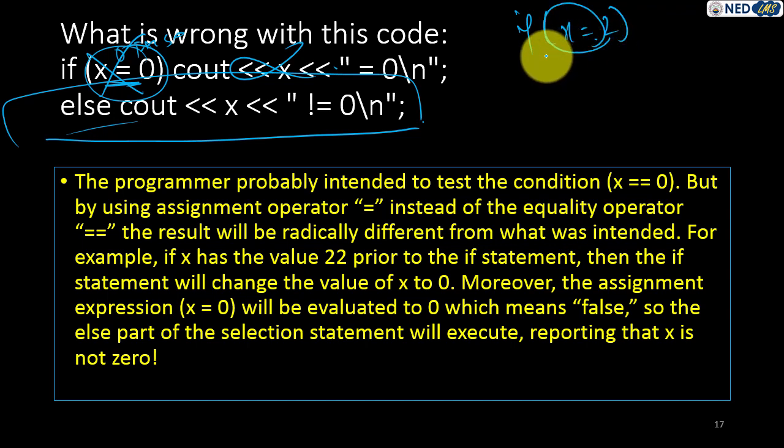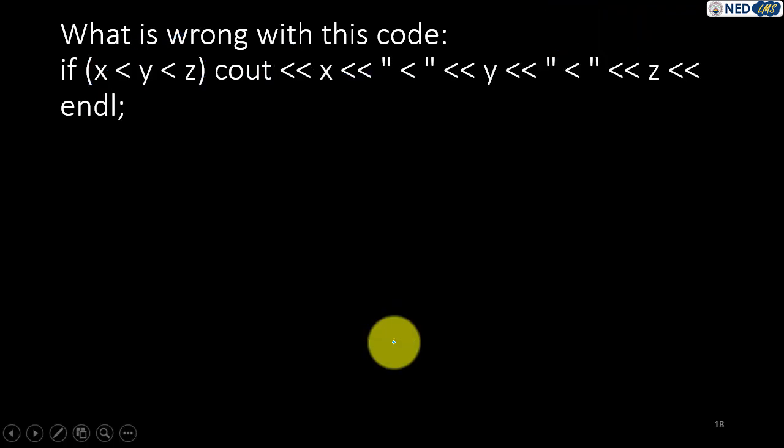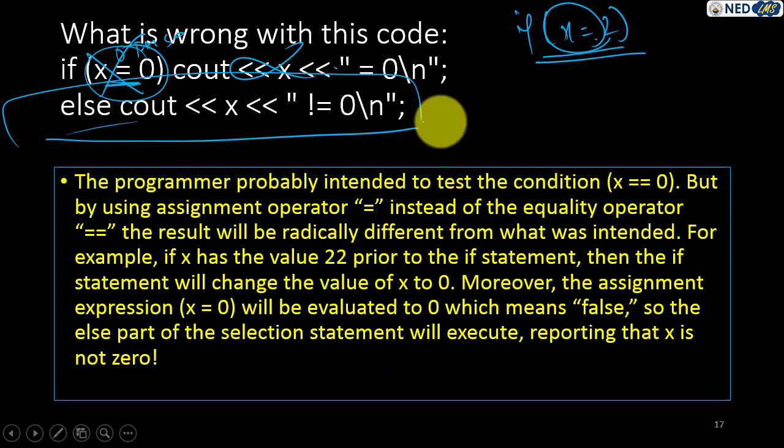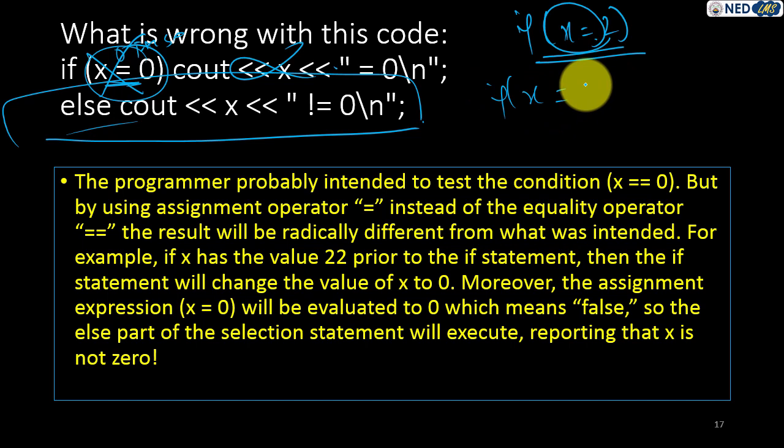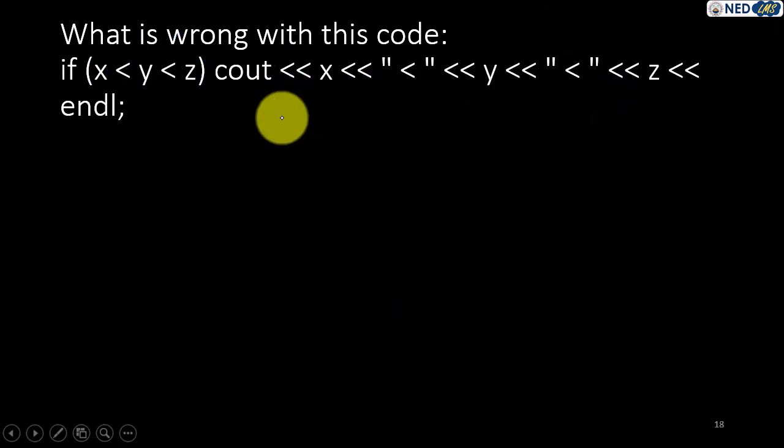Even though this is just the wrong way to write a conditional check of whether some value is equal to something. If you want to check whether x is equal to 2, you need to write the equality operator over here, not the assignment operator.